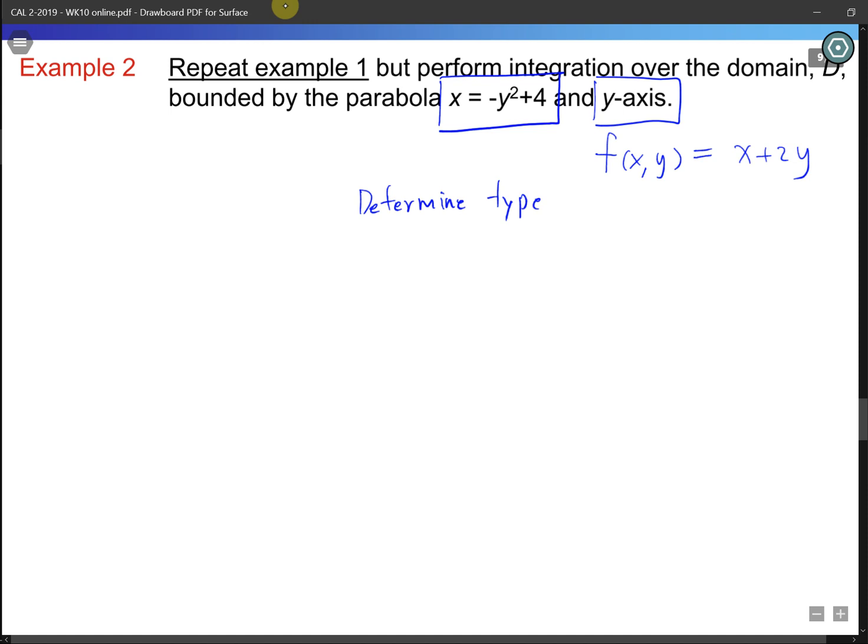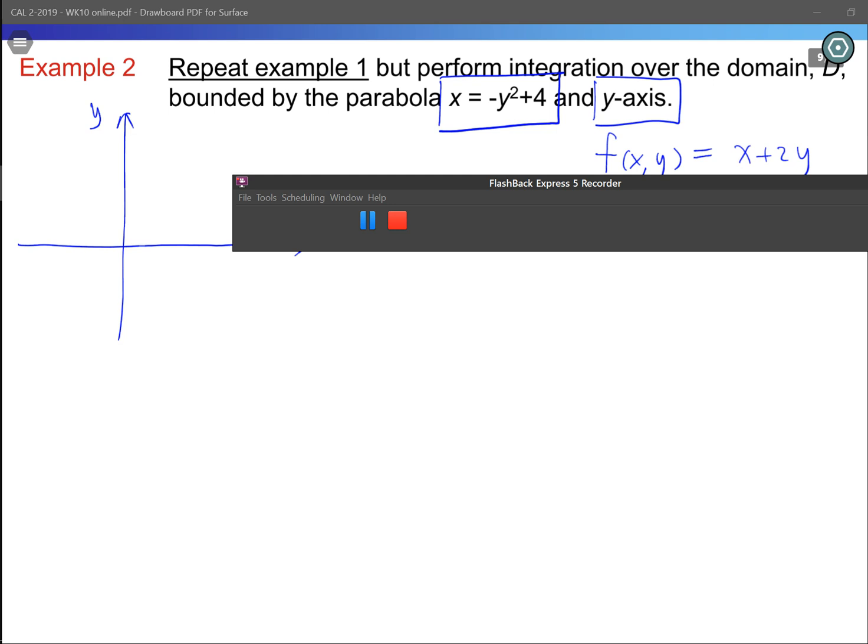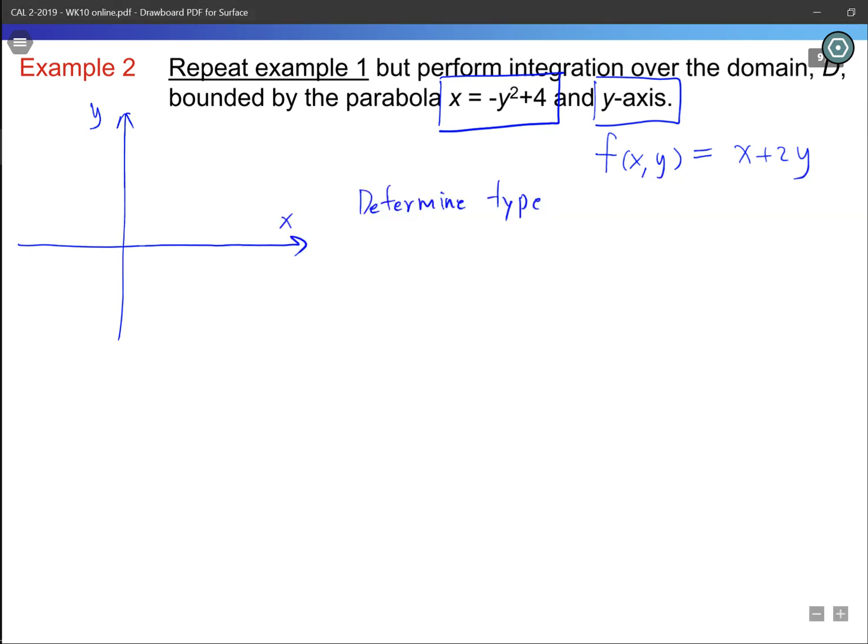So I have this. Now I know the y-axis is easy. I have this y-axis ready to be used, but then we need to plot x equals minus y squared plus 4. So this is the y-axis, and this is the x-axis. Let me check if the recording is still going on. Alright. Okay, so the y-axis, not a problem. The problem is this x equals minus y squared plus 4. I want you to think about this.